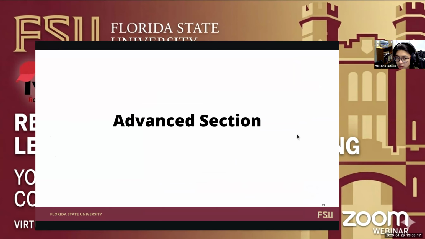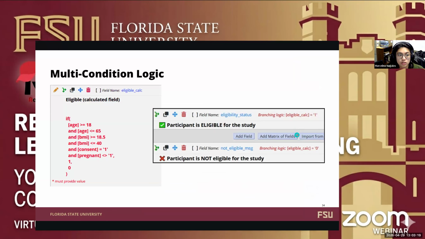I'll jump into the advanced section, which gives you more of a hands-on feel of what the branching logic and syntax is going to look like. So this is an example of multi-condition logic. If we're calculating the eligibility, we can do that within a field. And this is what our special function if statement is going to be.